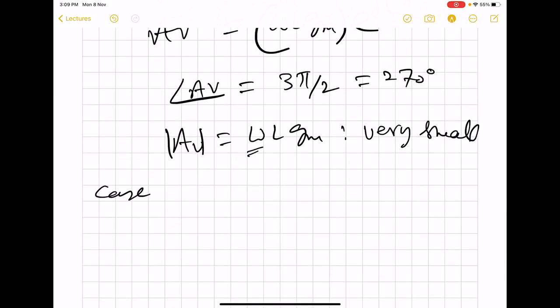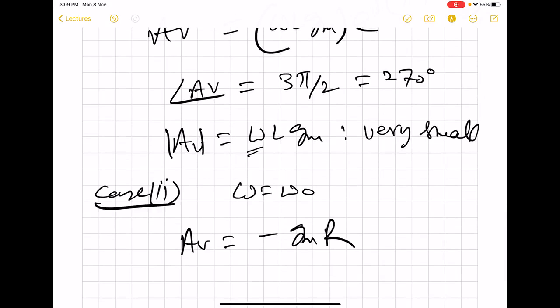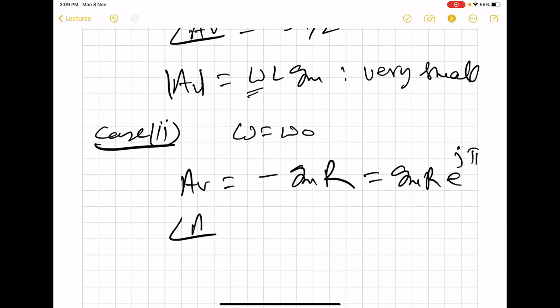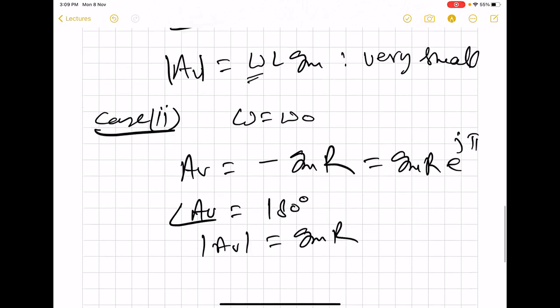Now for case 2, we consider the resonance frequency, omega equal to omega naught. So for this case, what we get is Av is equal to minus gm into R, or gm R e raised to the power j pi. So for this case, the phase is equal to 180 degrees and the magnitude is equal to gm into R.